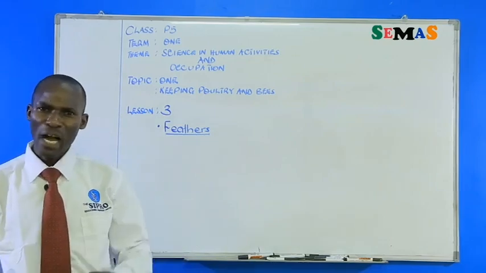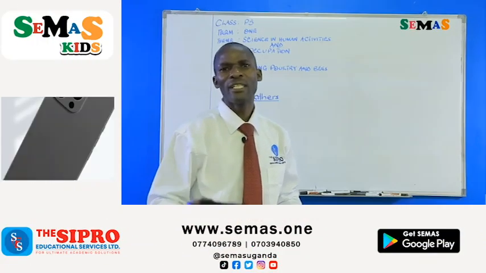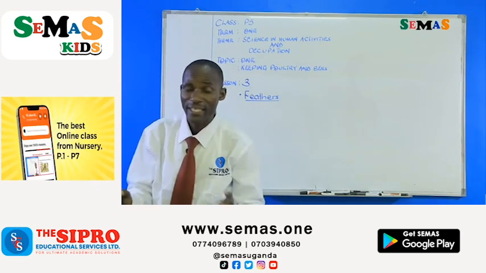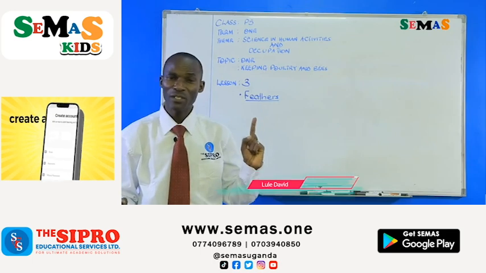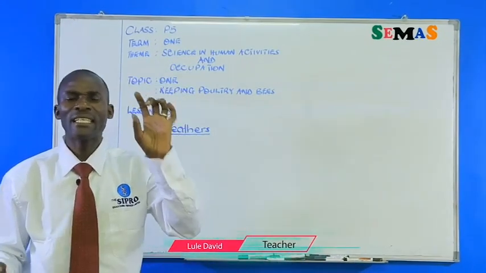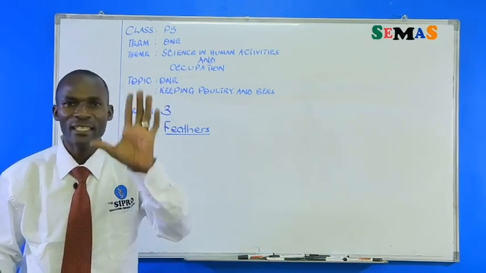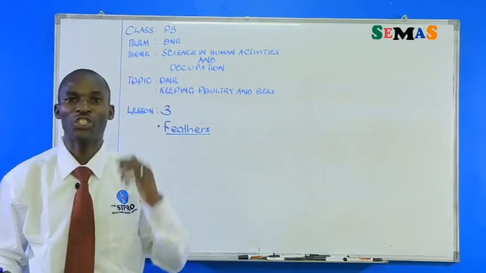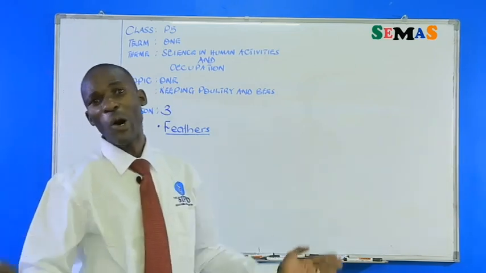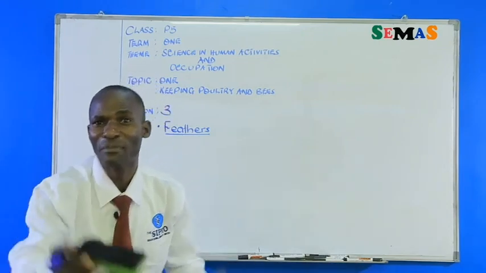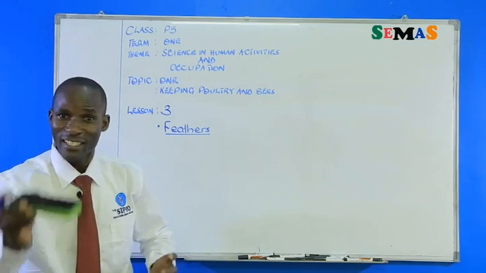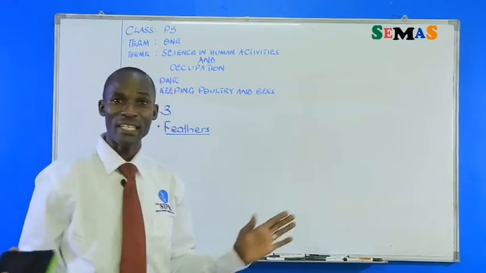Great. Now, before we can start today's lesson, let us remind ourselves of what transpired in the previous lesson. What did we look at in the previous lesson? Yes, we looked at the external features, the external parts of a chicken, right? And don't mind about the order. Can you try to remind me? Yes, I can also receive from your side. Some of the parts that we saw, what are they?